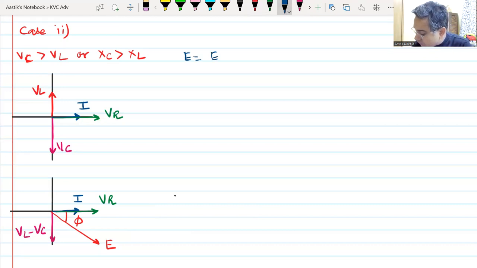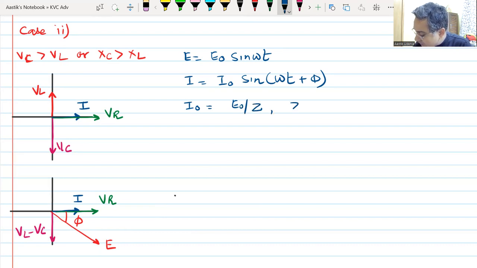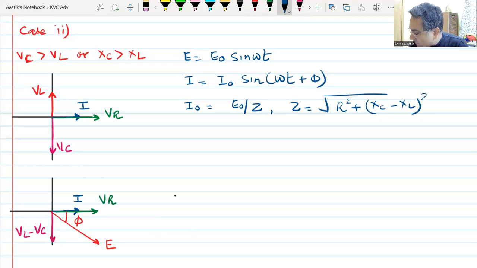I started with E is equal to E naught sine omega t. I will be equal to I naught sine omega t. Remember, now it is leading by an angle of phi. What is I naught, my dear friends? I naught is E naught by Z. What is Z, my dear friend? Z is now under root of R square plus XC minus XL whole squared. You can also write it XL minus XC because it is squared, doesn't matter. It's always better to write it XC minus XL so that you remember that C is greater than L. XL will be equal to omega L. XC will be equal to 1 by omega C.